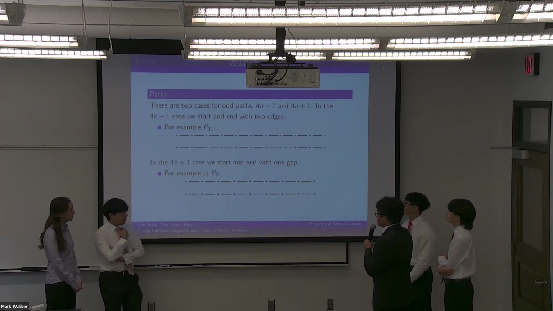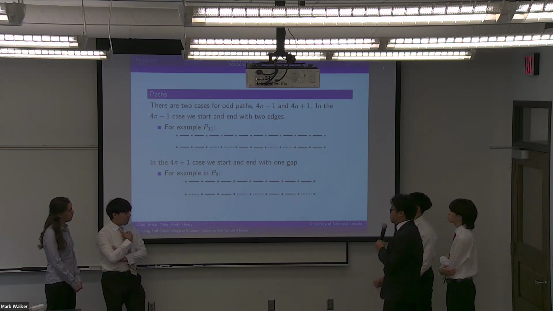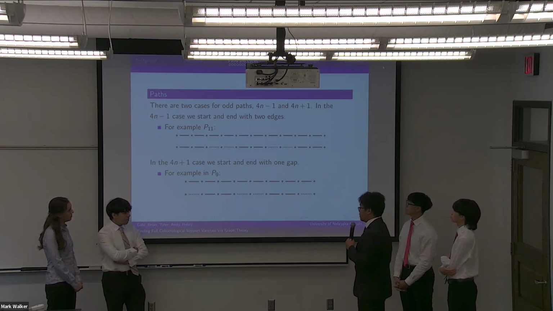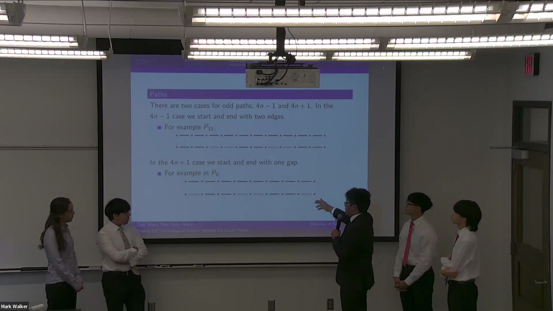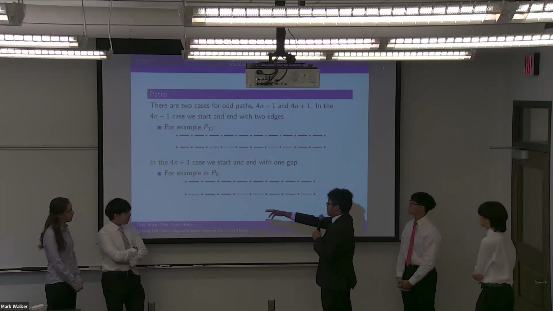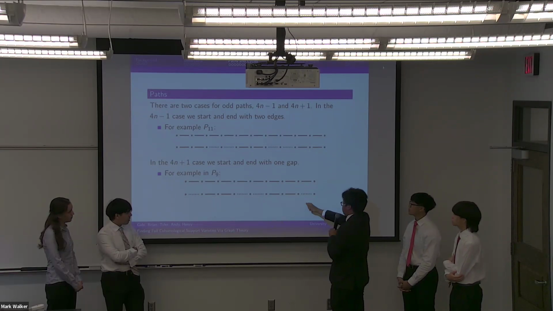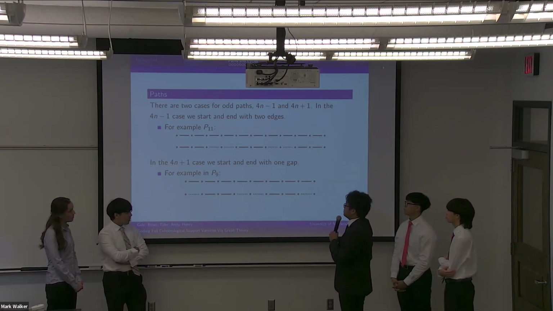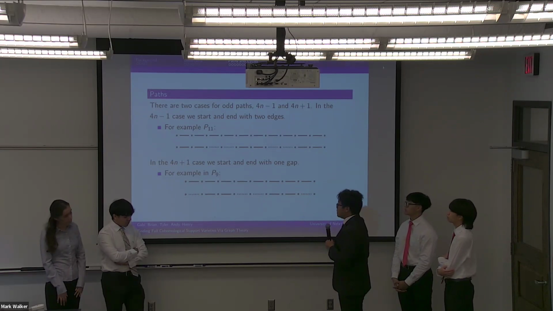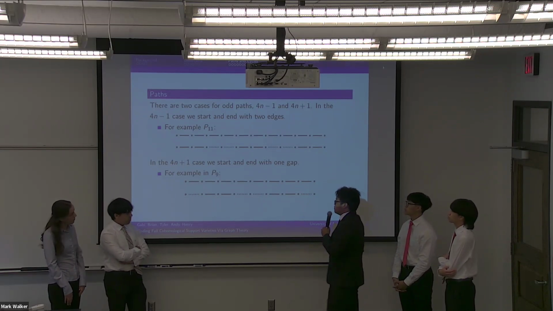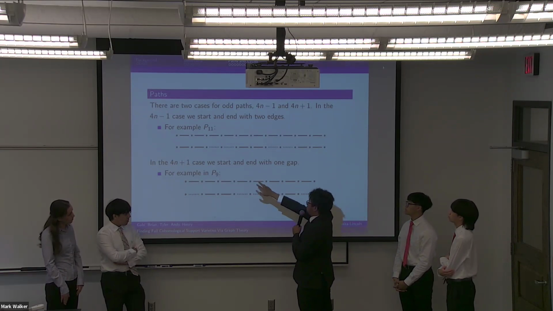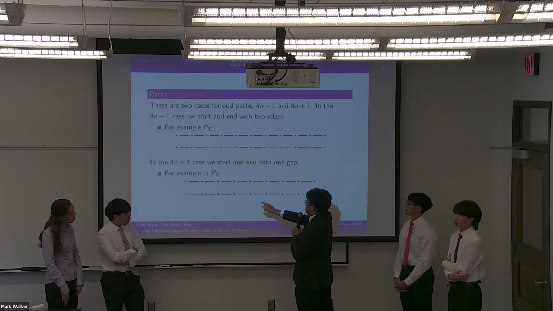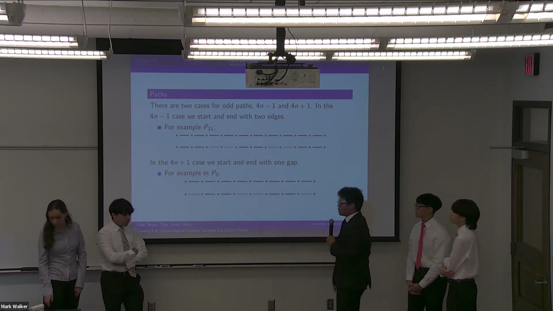An example of a 4n plus 1 path is P9. If you plug in 2 for n, you get P9, and its subgraph with property C is here. You notice how the first one is a gap and the last one is a gap. So these patterns must be there for these paths to have a subgraph with property C. And also within these patterns, you can notice the two edges followed by two gaps is consistently shown in both of these.